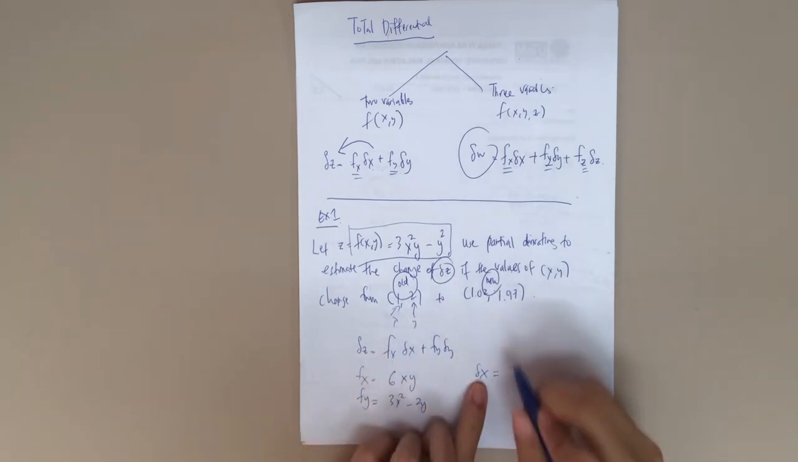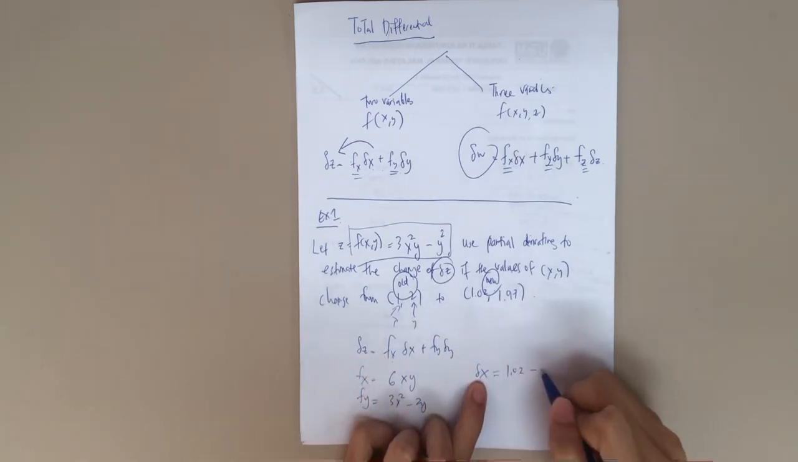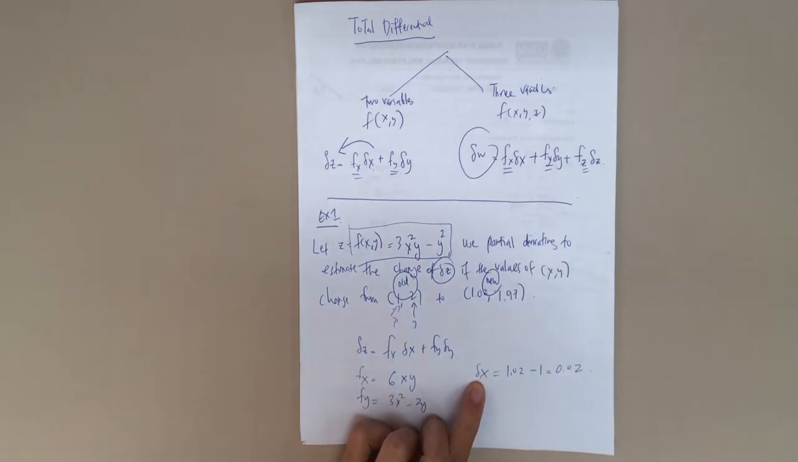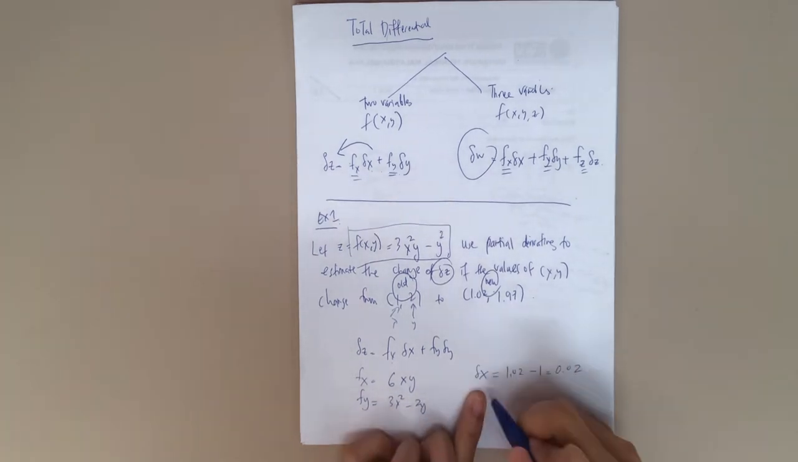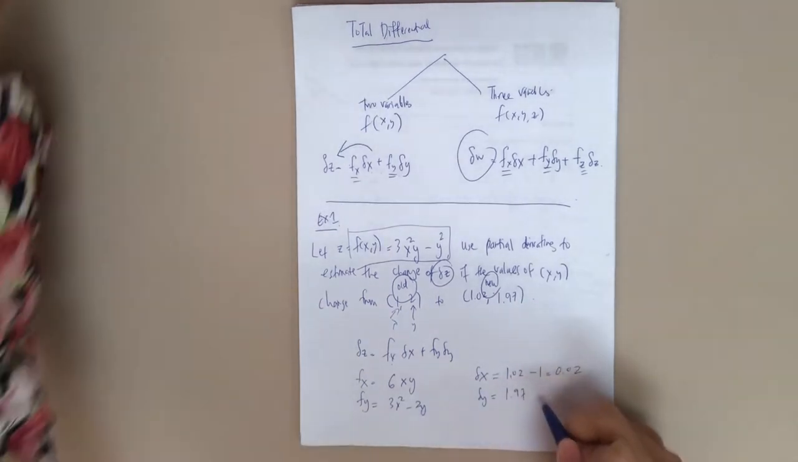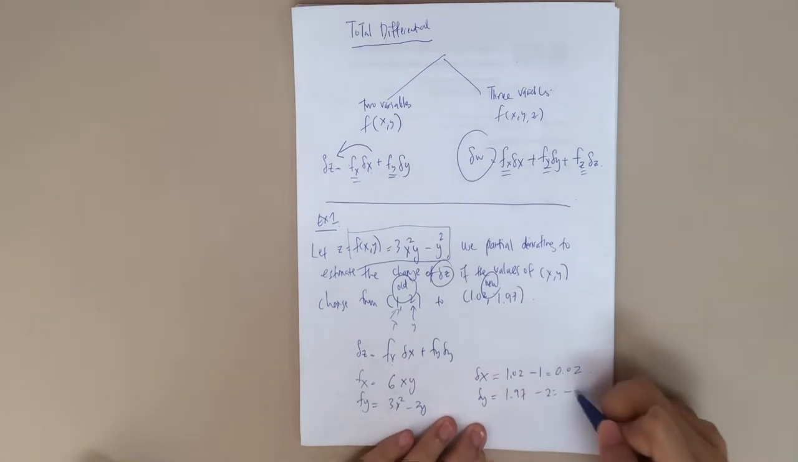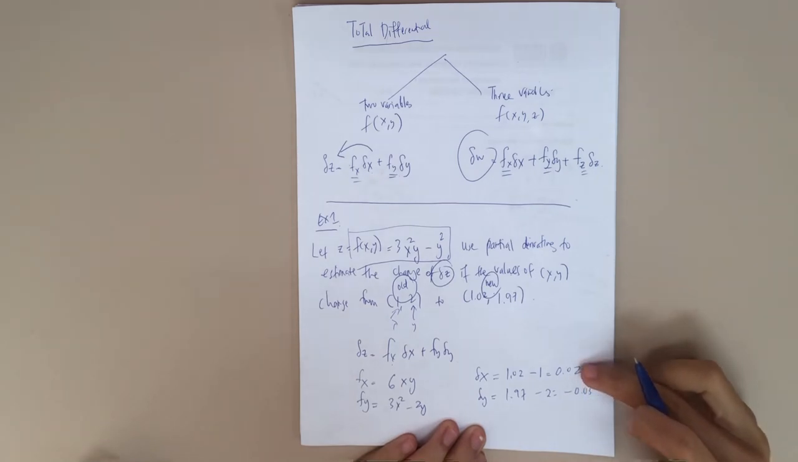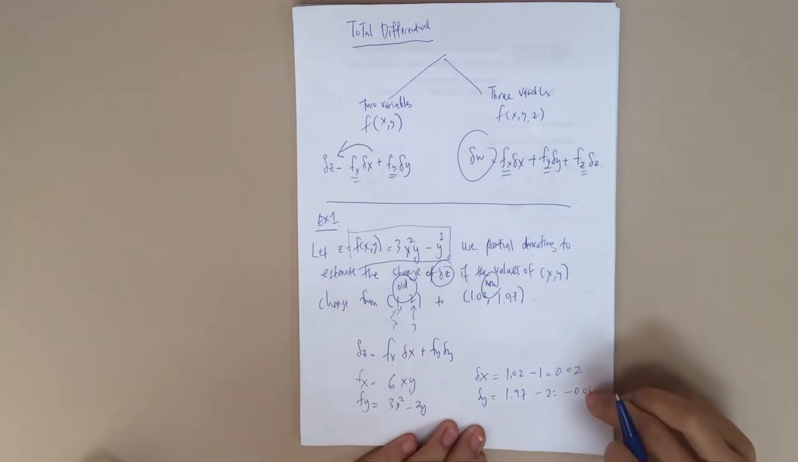So the changes of x here is 1.02 minus 1. So the changes here is 0.02. Okay, and then how about changes of y? Changes of y is 1.97 minus 2. So it will be negative 0.03. Okay, so for x it's increasing, for y it's decreasing.